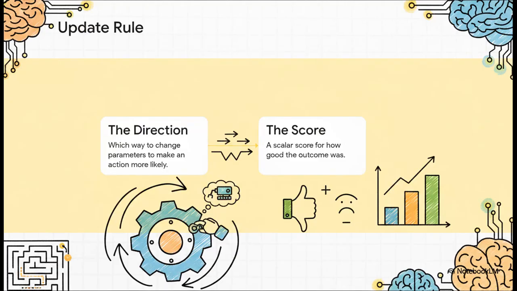This update rule is actually pretty simple. It's got two parts. First, the AI figures out which of its internal knobs to turn to make a certain action more likely to happen again. And second, it decides how much to turn those knobs, and that's based entirely on how good the result was. So if the outcome was fantastic, that knob gets a big turn. If it was terrible, it gets turned in the opposite direction.